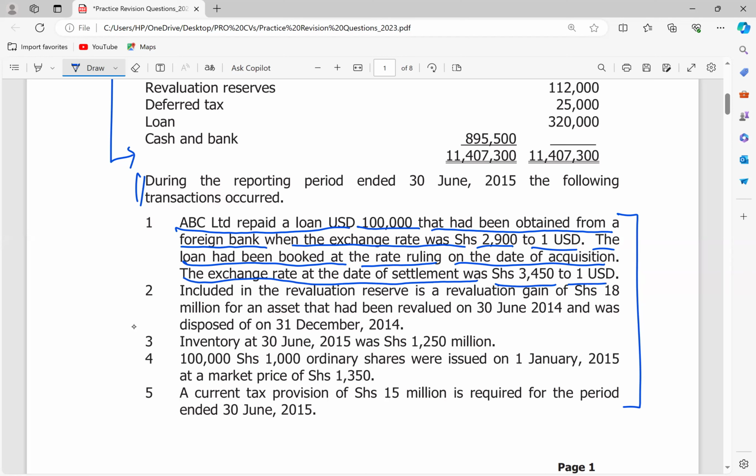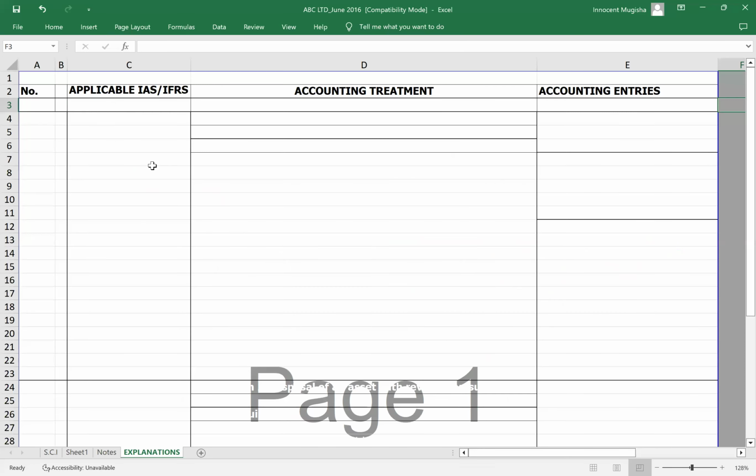Now, as you can see, there is a difference between the exchange rate on the transaction date, on the date we booked the transaction, and the exchange rate when we repaid our loan. Definitely, this is going to bring in an exchange difference, and also it's going to require us to follow the requirements of IAS 21. IAS 21 is the one that handles these foreign exchange transactions denominated in foreign currency.